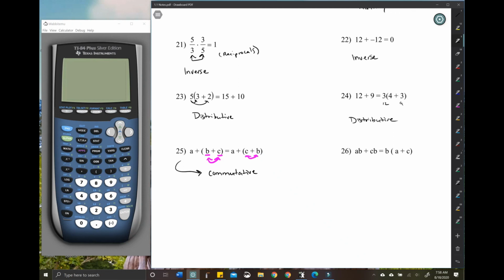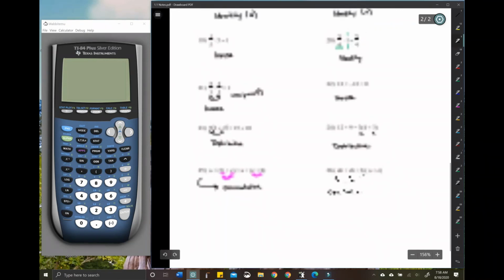A plus b equals c plus b. Here, I am undistributing a b. Okay, so it's the distributive. So just some more advanced examples there, 25, 26. So that's the notes, the properties, the types of numbers.